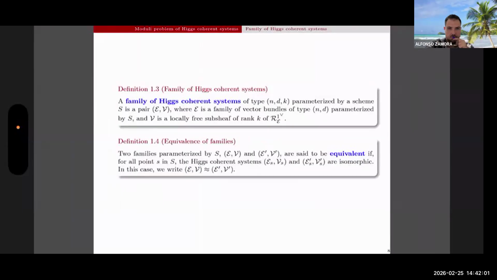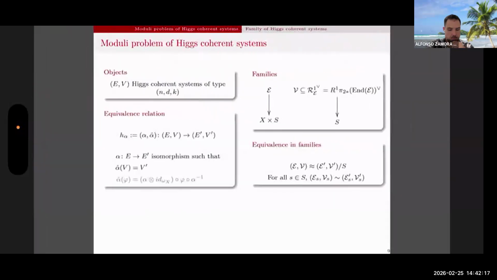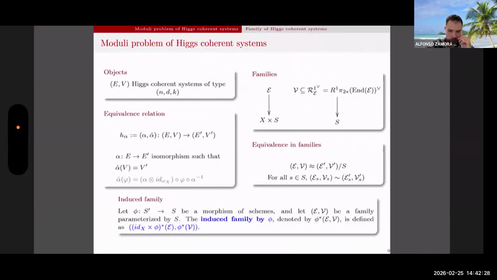Equivalence between families is defined as in the case of Higgs bundles. That is, two families are equivalent if the Higgs coherent systems are isomorphic at each point. Summing up, the moduli problem for Higgs coherent systems over a curve is defined in this way. For the notion of induced family along a morphism, we take the pullback in each entry.